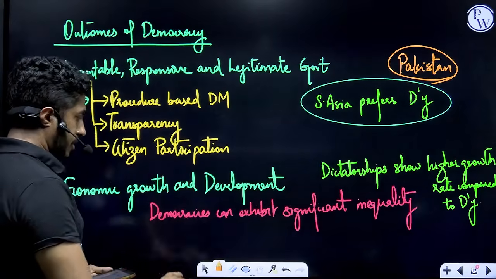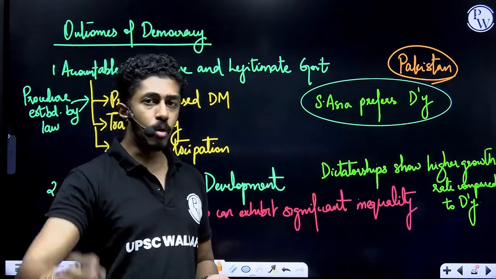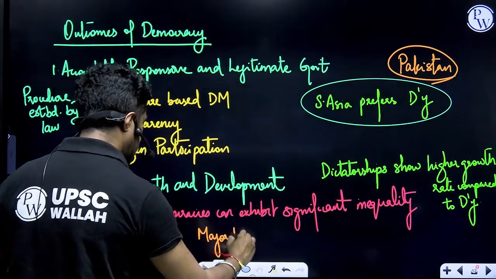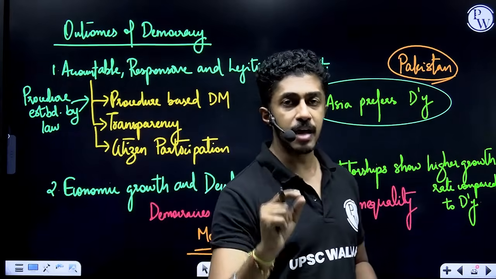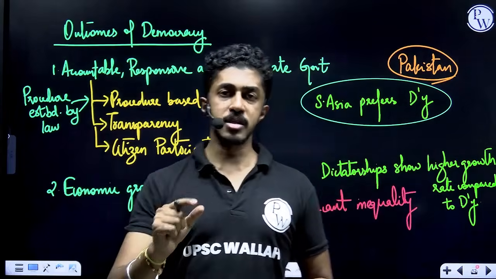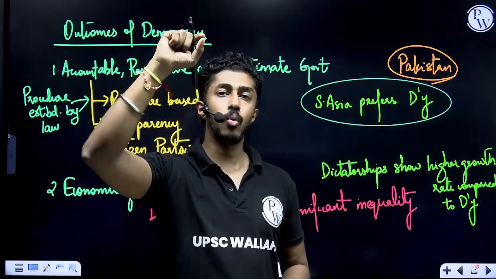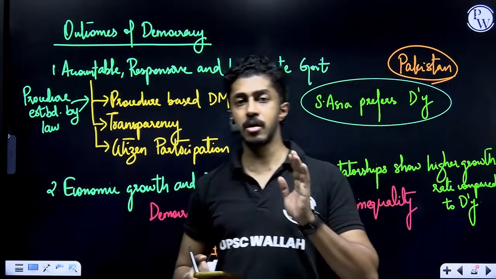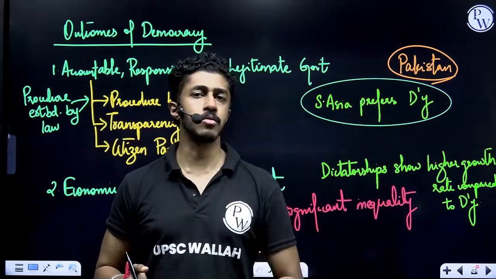Coming to economic growth and development, it has been found that democracies can exhibit significant inequality. Inequality levels can be very, very high because it is a majority rule, right? It is very much possible that wealth can be concentrated in the hands of a few people. Again, the next homework for you: what is the wealth or the assets owned by the top 1% of the population of our country, or the top 10%? What percentage of assets do they own in the country? Just write it down. You'll be in for a pleasant surprise.